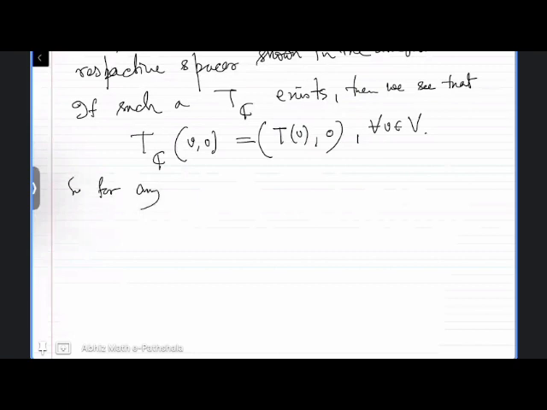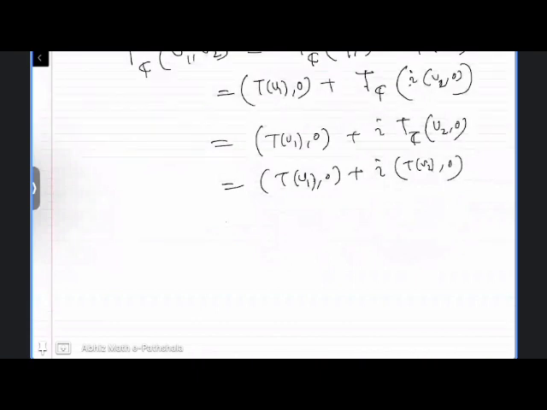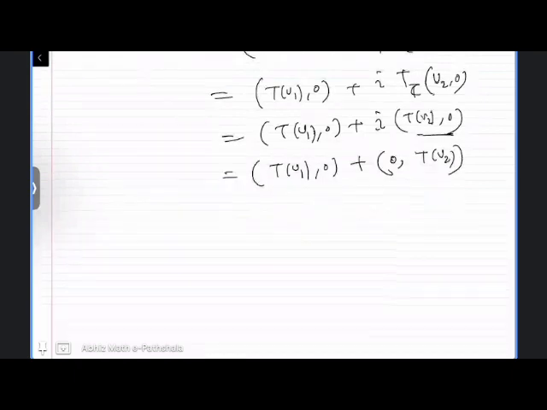Now what is TC of (0, V2)? It can be written as I times (V2, 0), as we have seen earlier. Since TC is C-linear, it will commute with this I. That means TC of I(V2, 0) can be written as I times TC of (V2, 0). So it is (TV1, 0) plus I times (TV2, 0). I times this member means (0, TV2), just stripping the element. Therefore it is (TV1, TV2).